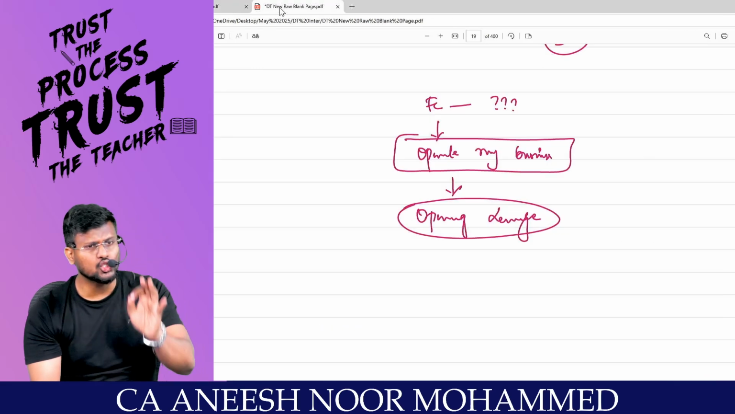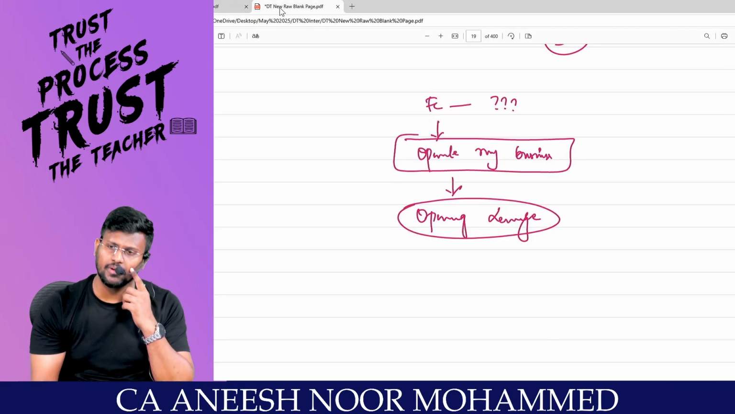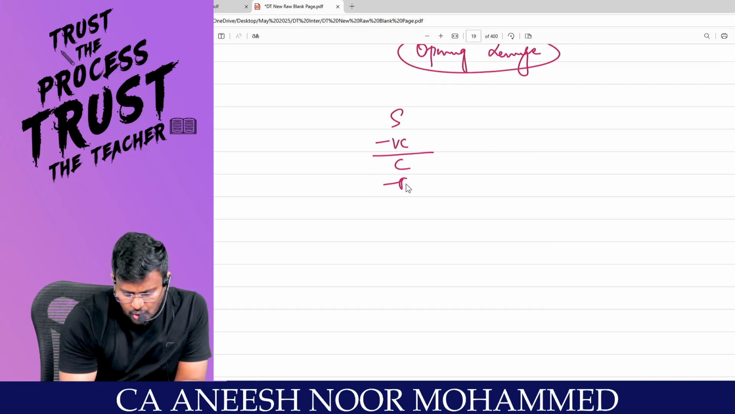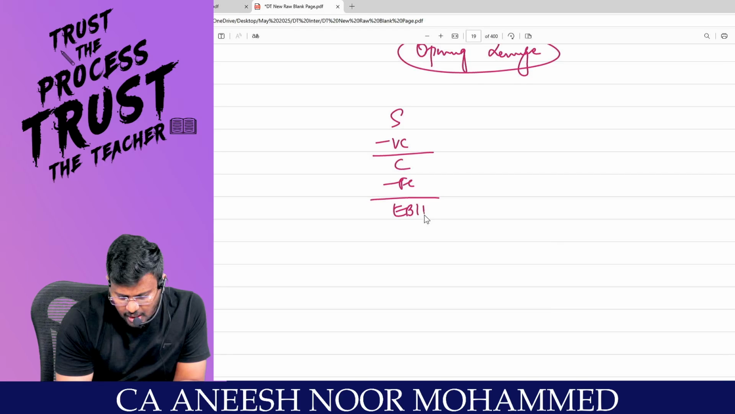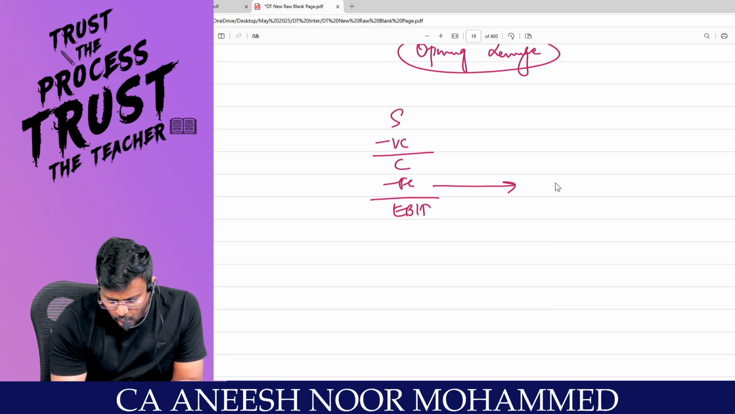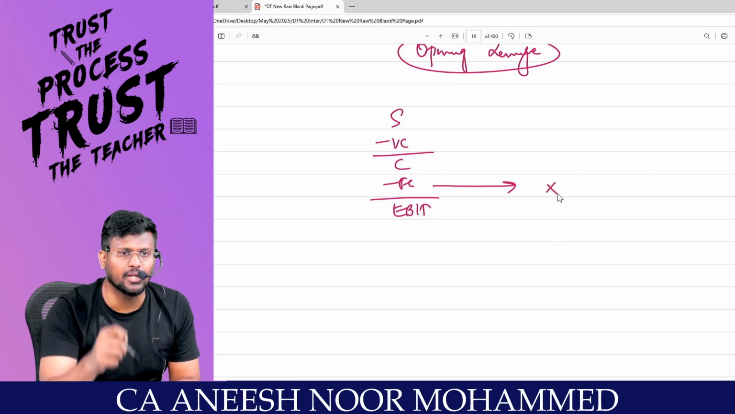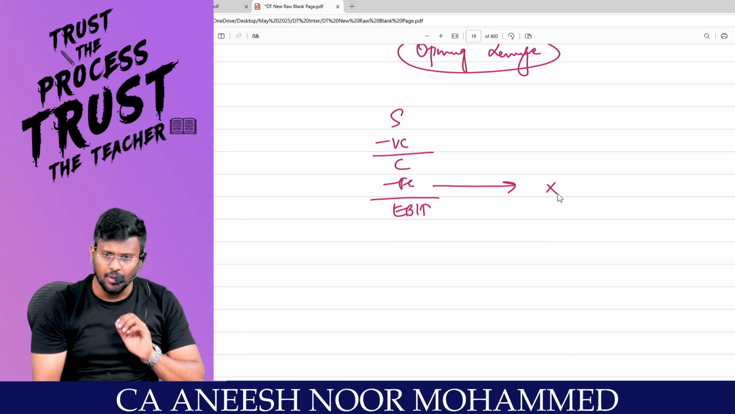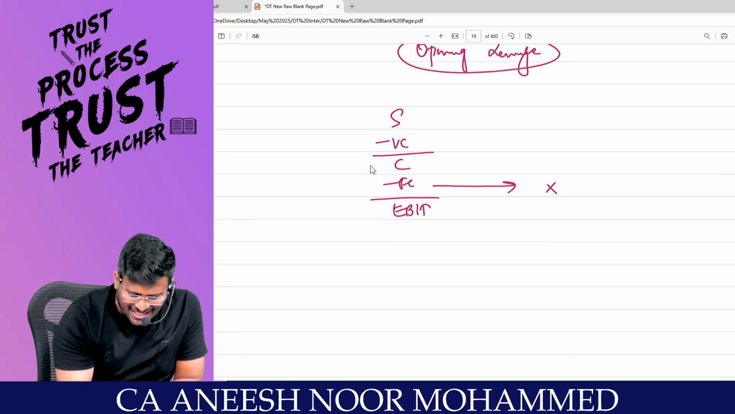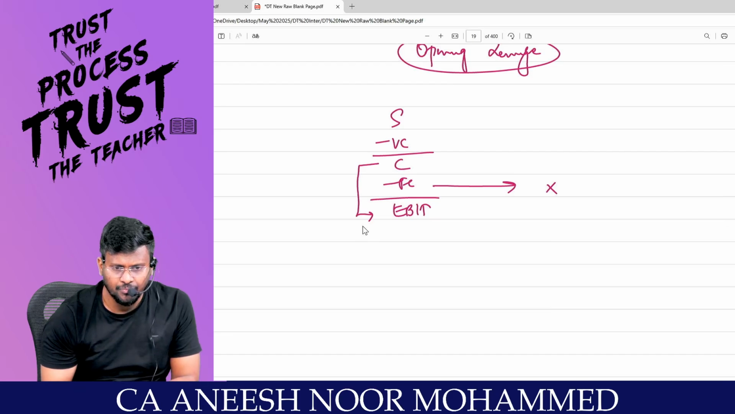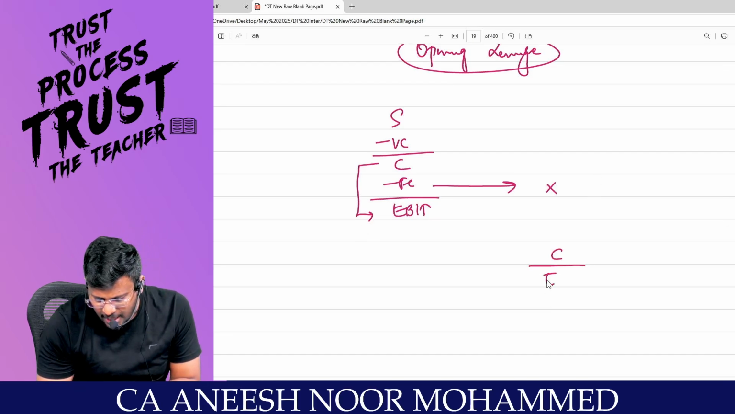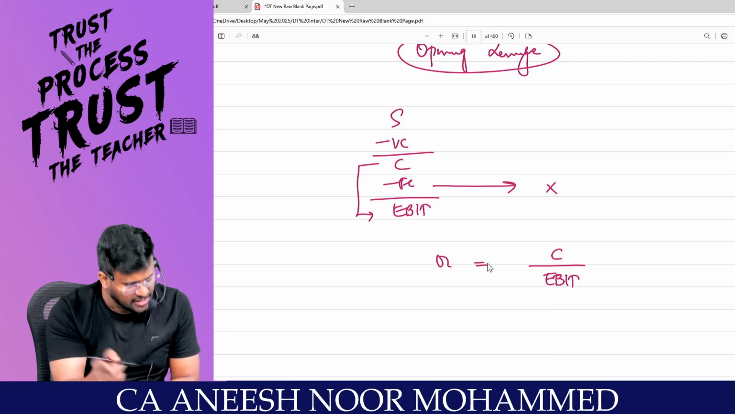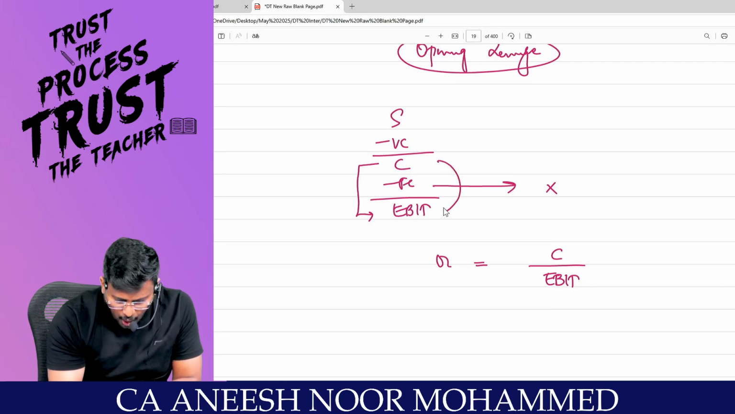Listen, because of whom we are having operating leverage? So, sales minus variable cost, contribution minus fixed cost is EBIT. If there is no fixed cost, there is no operating leverage. If there is no operating leverage, there is no business risk. Comfortable? So, what is above the fixed cost? Contribution. What is below the fixed cost? So, what leverage is equal to? What by what?